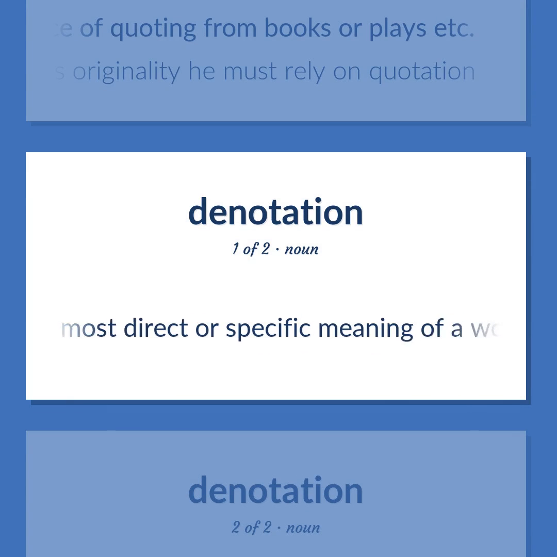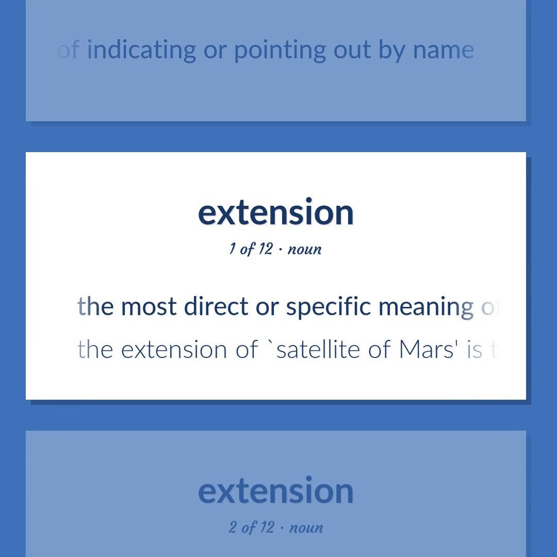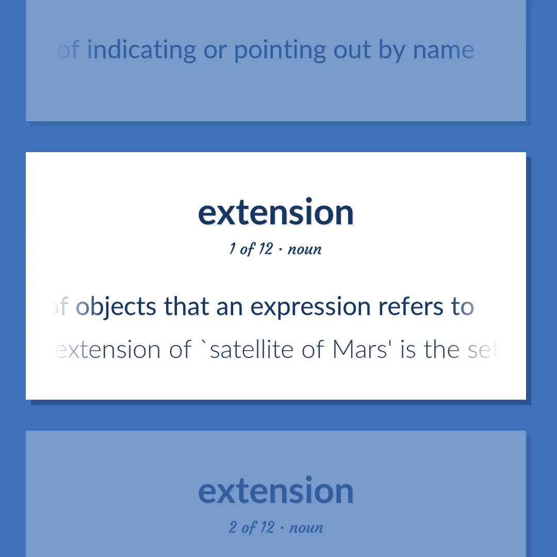The most direct or specific meaning of a word or expression. The class of objects that an expression refers to. The act of indicating or pointing out by name. The extension of satellite of Mars is the set containing only Deimos and Phobos.